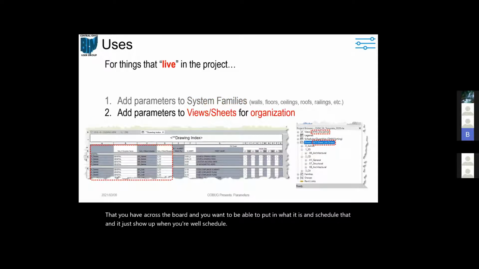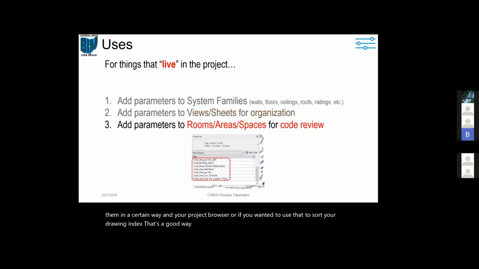So that's one instance. Another would be anything for views and sheets. If you wanted to order them in a certain way in your project browser, or if you wanted to use that to sort your drawing index, that's a good way to do that. Also, rooms, areas, spaces, again, going back to those system families, things that you can't open up and edit, you're going to want to add that as a project parameter. So code information, for instance, anything that you would want to add in that can be used in a formula for figuring out your occupancy or your egress widths, all that you could build in.